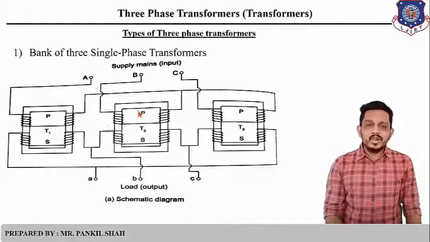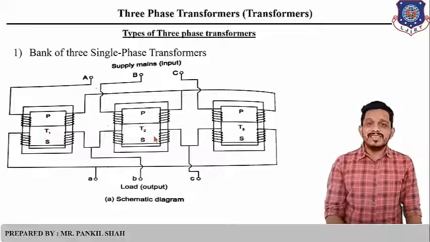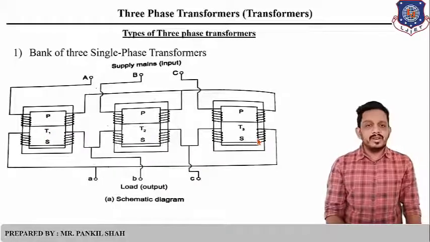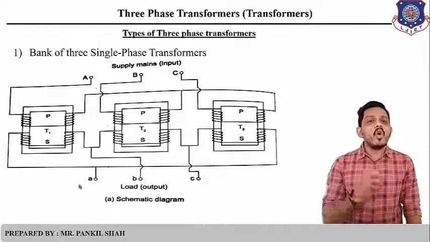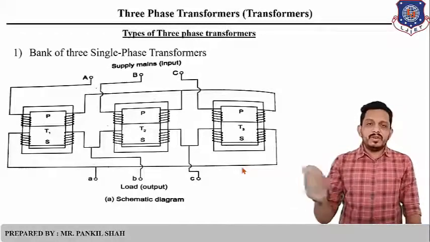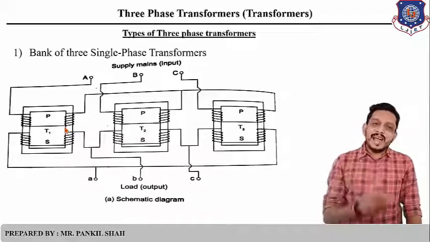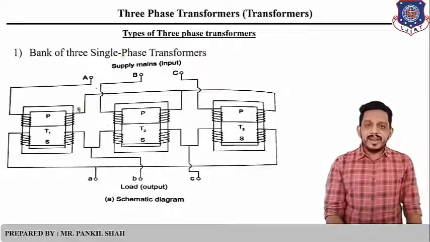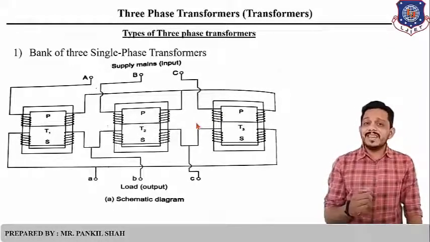Similarly here also, P and S, the primary and secondary winding, and P and S, the primary and secondary winding of the third transformer. So this is transformer 1, this is transformer 2, and this is transformer 3. Now what we have to do is interconnect all the primary and secondary windings of these transformers to get the effect of a three-phase transformer. Here we can use the star and delta methods. Here we have connected the upper winding, that is the primary winding, in star connection. So how is a star connection made?